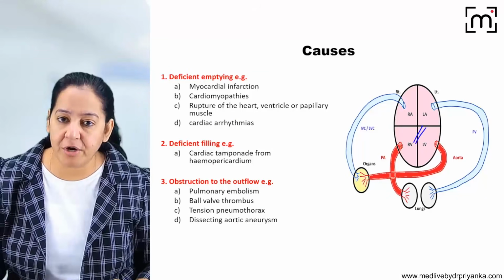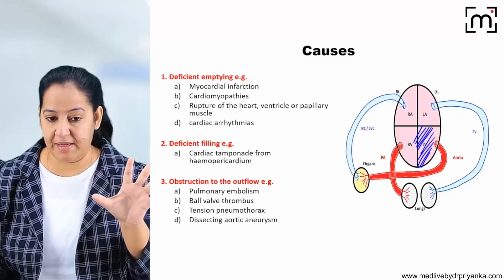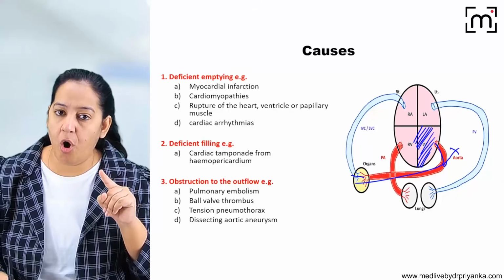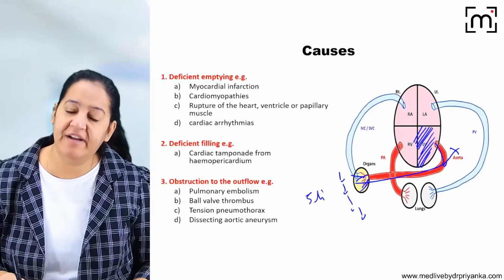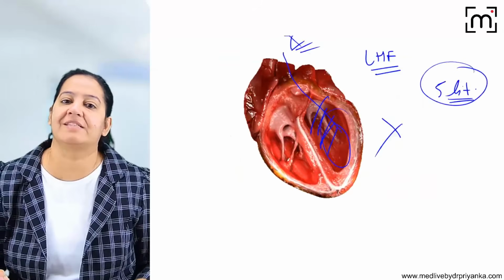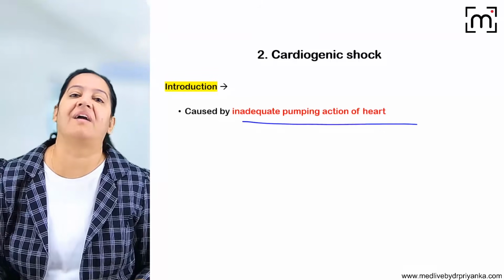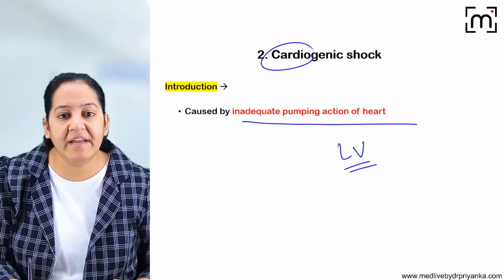So here the most important problem is circulatory failure. The left ventricle is not pumping properly, so the blood is not going into the aorta, and all organs receive less blood simultaneously. Although the blood is 5 liters, still all the organs are receiving less blood. So that is cardiogenic shock, due to inadequate pumping of the left ventricle of the heart. That is cardiogenic, as the name indicates.